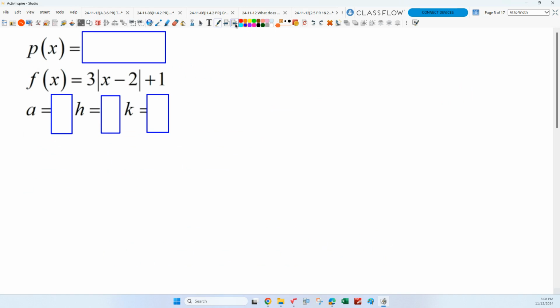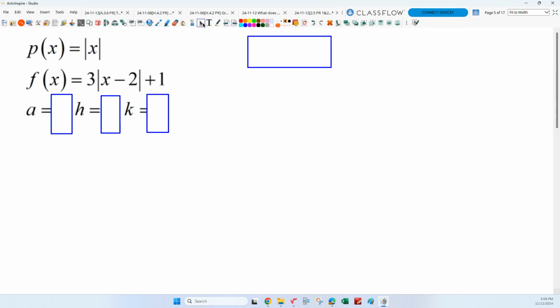Okay, first of all, what is the parent function here? If I were to erase all the numbers and make this as boring as possible, what kind of function would we end up getting? See what I'm saying? If I erased all the numbers that are spicing this up, doesn't that mean I'm going to erase that 3? I'm going to erase that 2 that's being subtracted from x. I'm going to erase that 1 that's being added on the end. And what am I left with? Just the absolute value of x, right? Do you see my point there? So my parent graph is just an absolute value function.